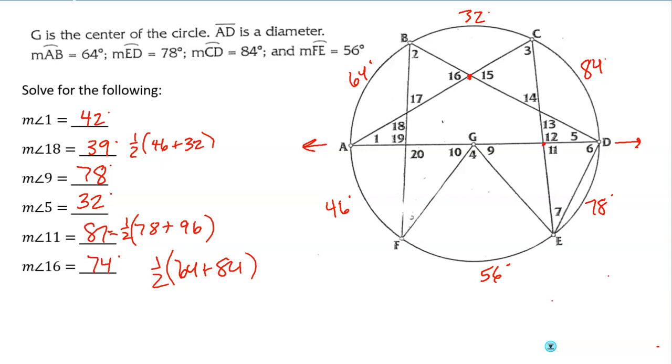The only one that wasn't in this drawing was one that was outside of the circle. I would be prepared to see ones that are outside of the circle. So, one half large minus small and such. Okay, and I think that's it.